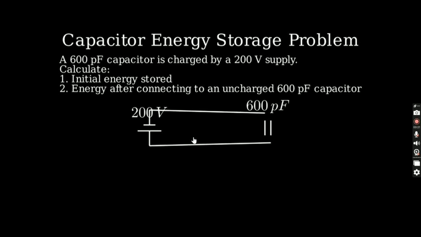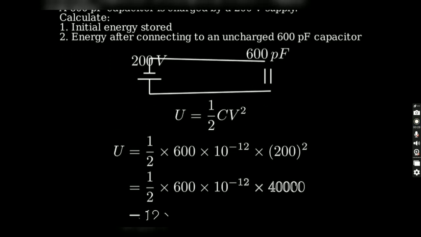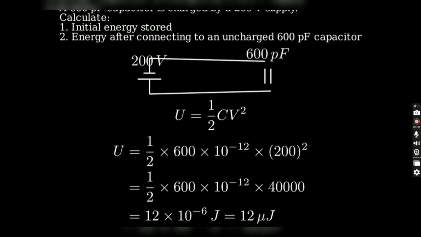To find the energy stored, we'll use the formula U equals 1/2 CV squared, where C is capacitance and V is voltage. Let's plug in our values. 1/2 times 600 picofarads times 200 volts squared. Calculating this out, we get 12 microjoules of stored energy.